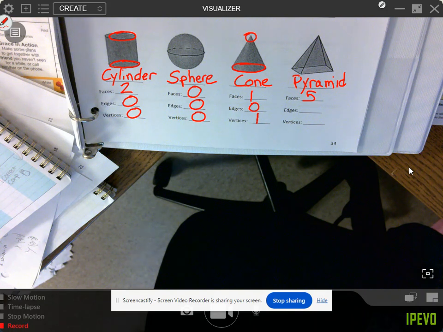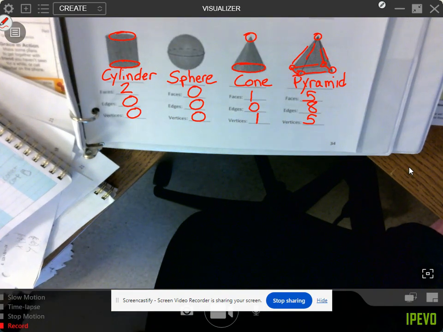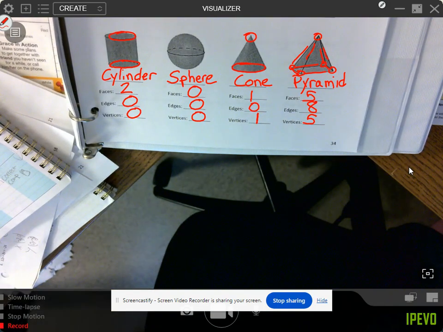How many edges does it have, Jimena? 8. Let's check. 1, 2, 3, 4, 5, 6, 7, 8. Very good. So how many vertices does it have, Madison? 5. Let's check. 1, 2, 3, 4, 5. There are 5 vertices. Very good. So you need to have this front page filled in because it will help you on the second page.